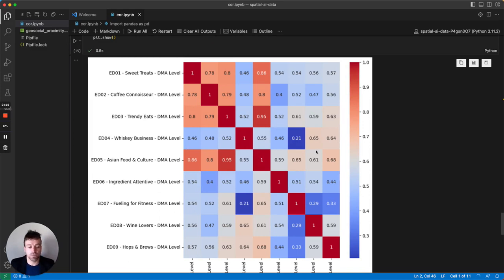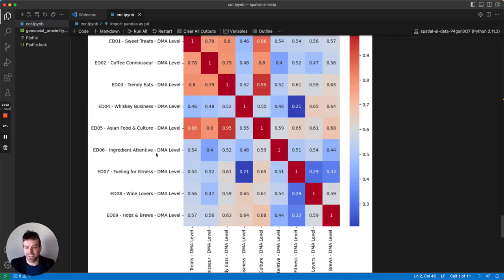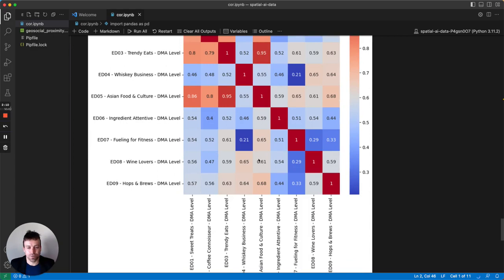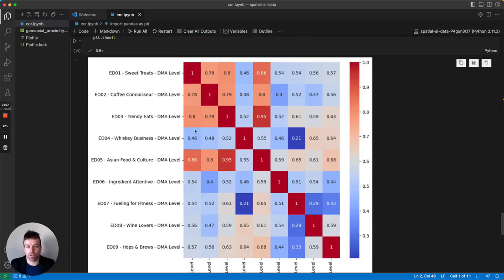So this is a super, super simple throwaway project of what you can do plotting correlations in these kind of data sets from Spatial AI.